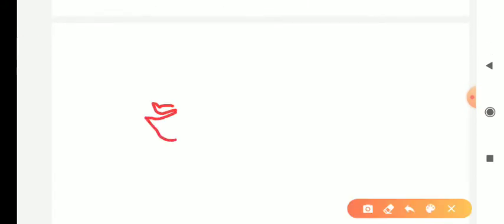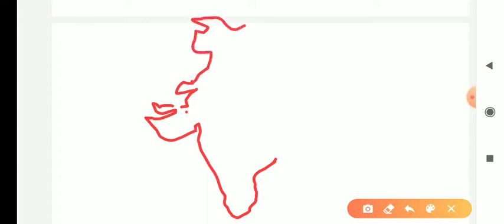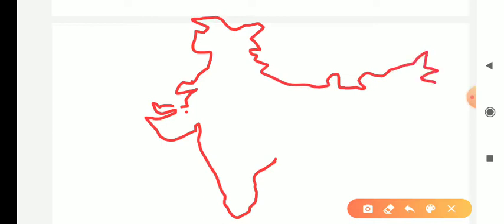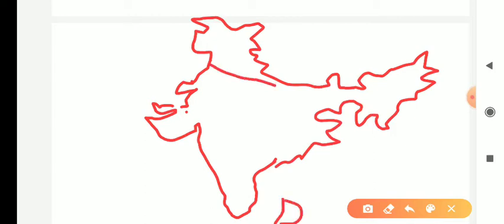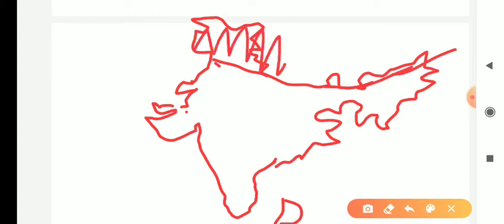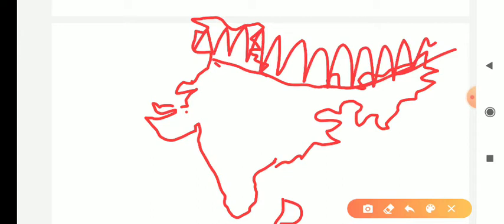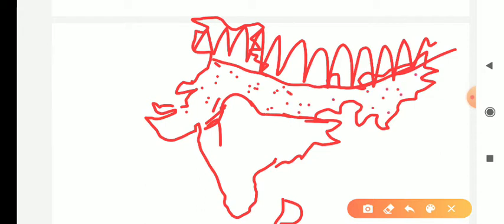If we see India, this is a rough map of India, just a sketch. This is Himalaya, it means here we can find Himalayas. This area is a plain area, it means no height is there. It is called the Indo-Gangetic Brahmaputra plain. So this is plain, this is mountain, this is plain.